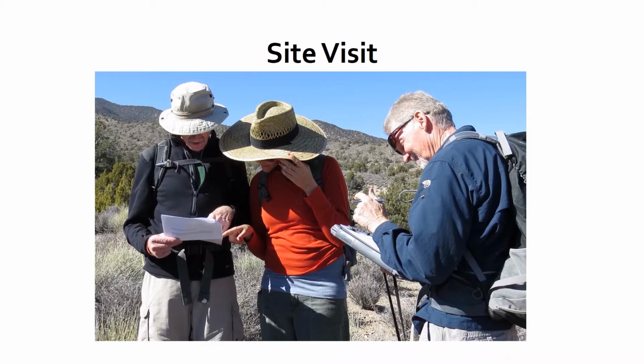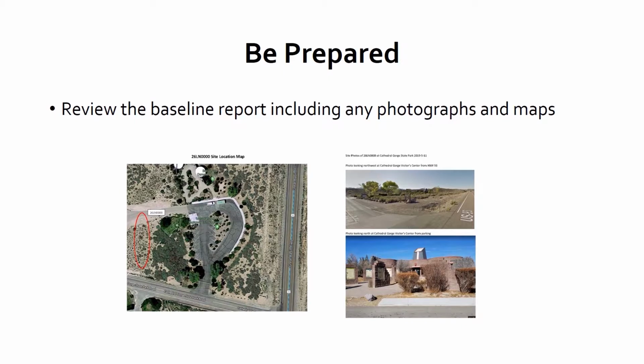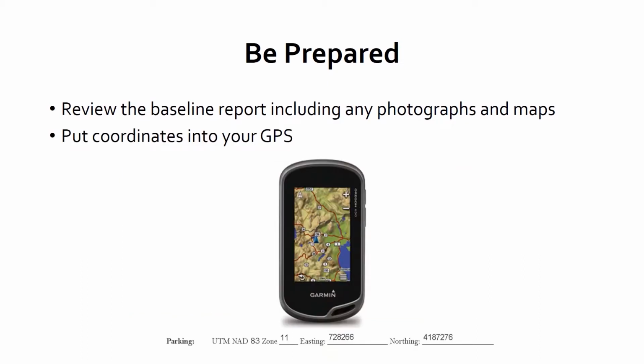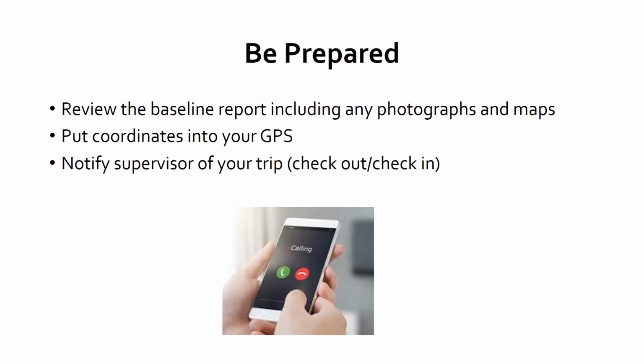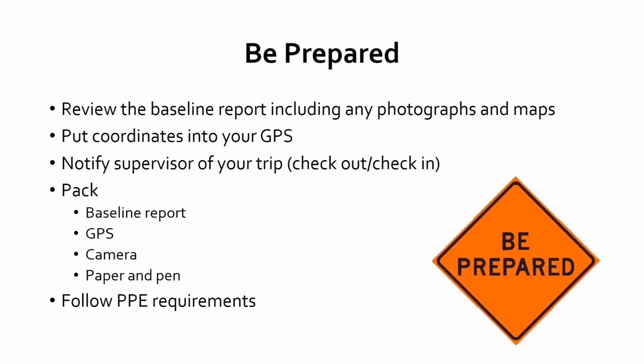What you're going to do is go out on a site visit. Before you go out, you need to be prepared. You're going to review the baseline report, including any photographs and maps. You're going to put coordinates into your GPS before you leave so that you can relocate everything that you are supposed to monitor. You're going to notify your supervisor of your trip so people know where you are and when to expect you back. And you're going to pack some essentials: the baseline report so you know what you're looking for, a GPS with the coordinates so you can find everything, a camera so you can take photographs, and paper and pen so you can take notes.